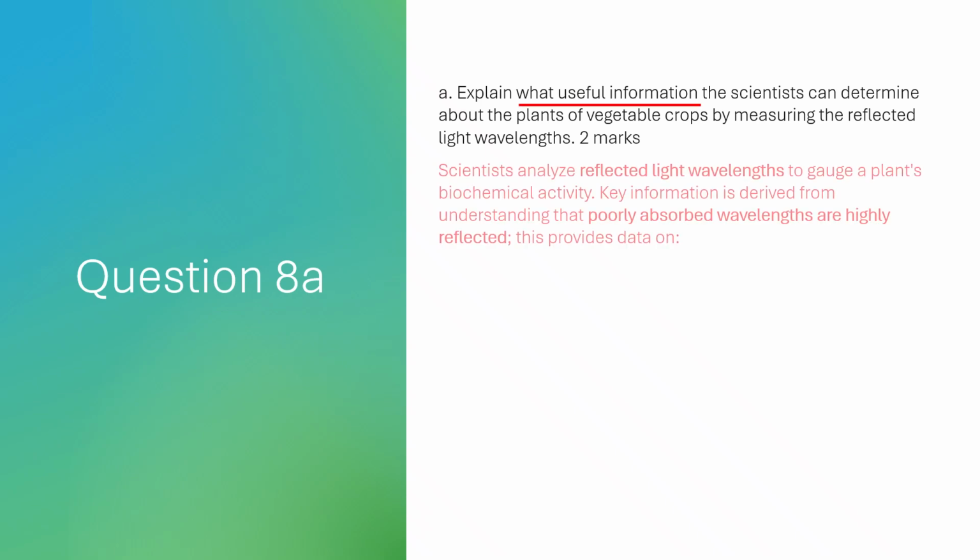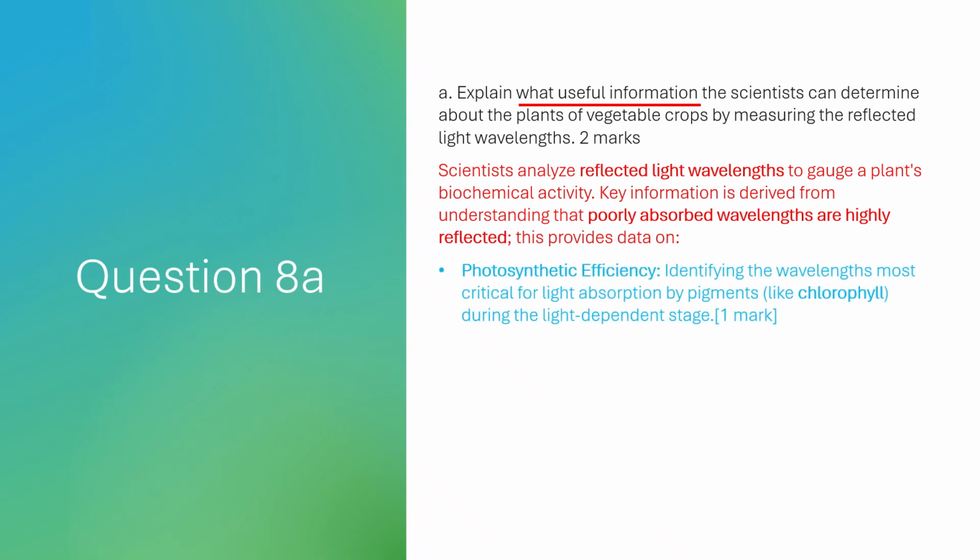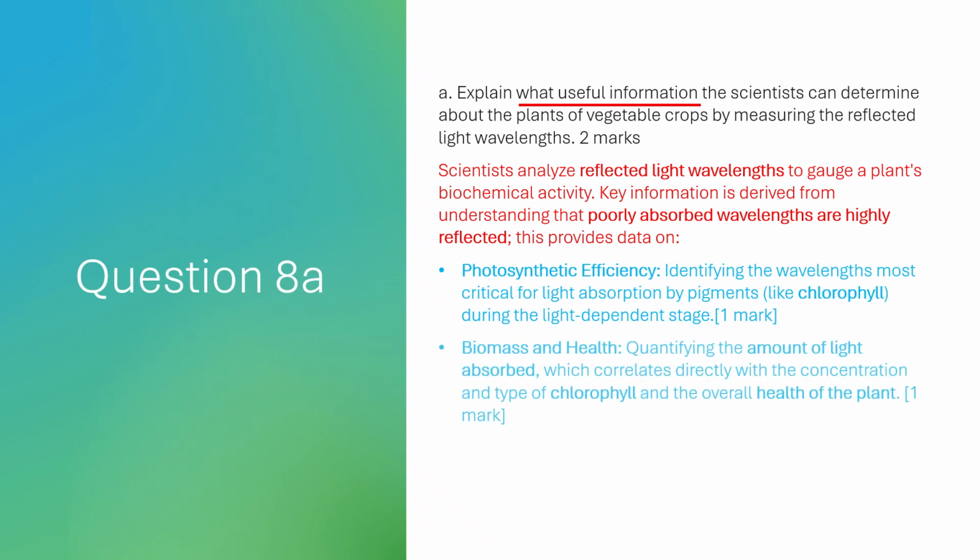Scientists analyze reflected light wavelengths to gauge a plant's biochemical activity. Key information is derived from understanding that poorly absorbed wavelengths are highly reflected. This provides data on photosynthetic efficiency, identifying the wavelengths most critical for light absorption by pigments, like chlorophyll, during the light-dependent stage. Biomass and health: quantifying the amount of light absorbed, which correlates directly with the concentration and type of chlorophyll and the overall health of the plant. Growth stage: determining if the plant is in a specific production or flowering phase.